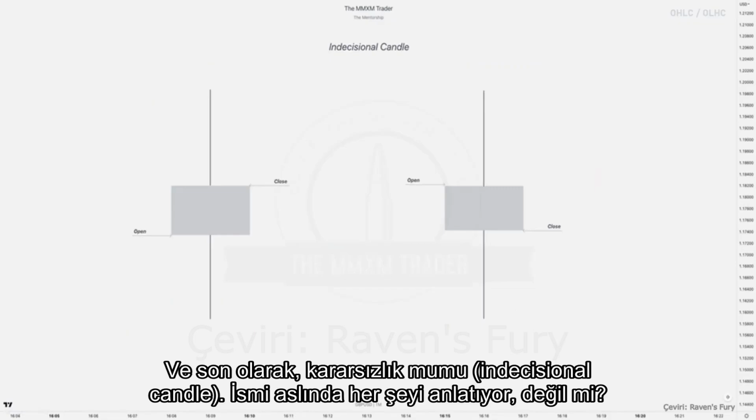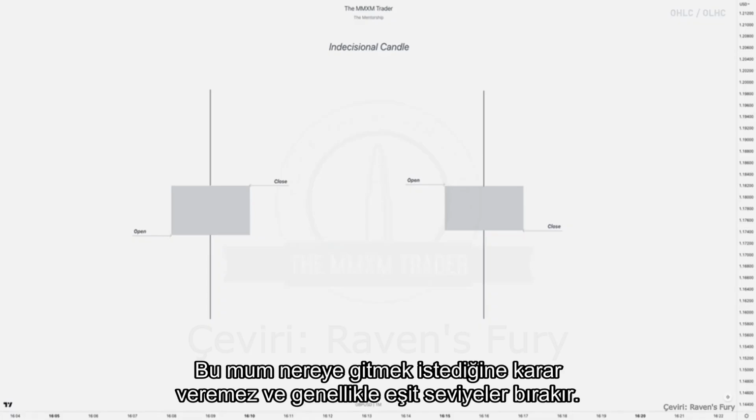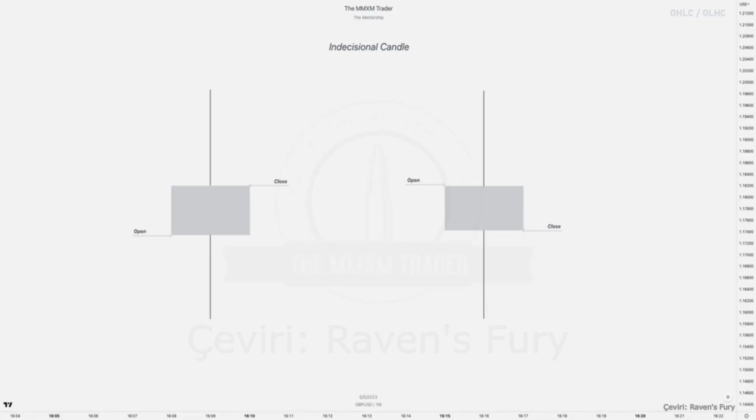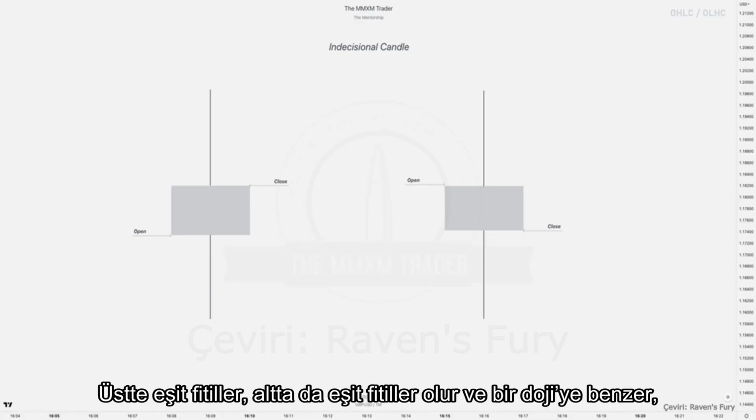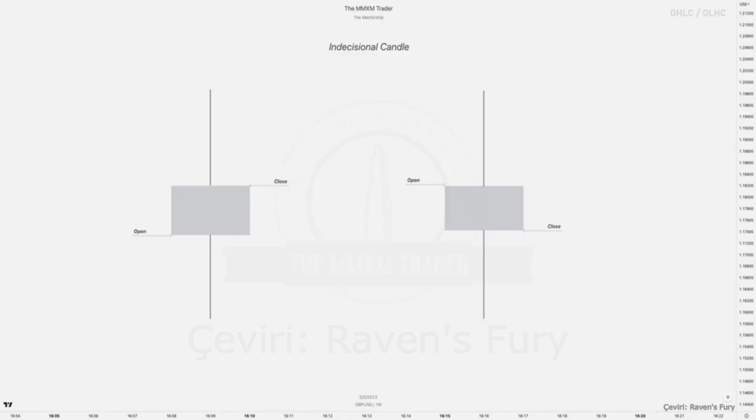And finally, that indecisional candle, the name already says it, right? The candle has no idea where it wants to go, leaving a relative equal top wick and a relative equal lower wick, and looks kind of like a doji, right?